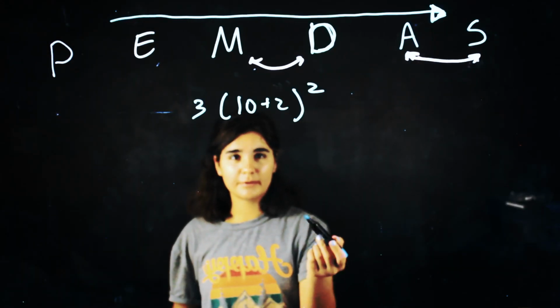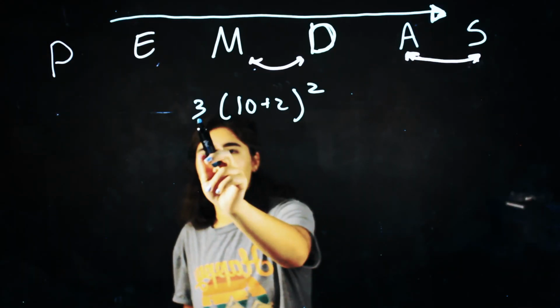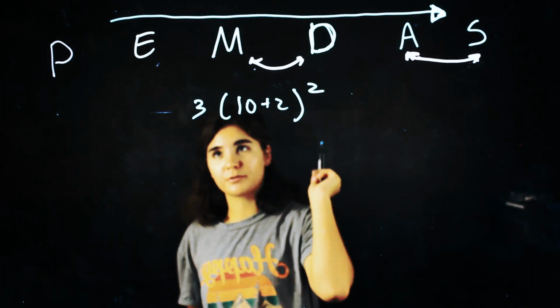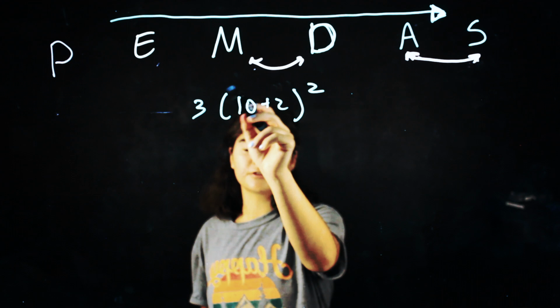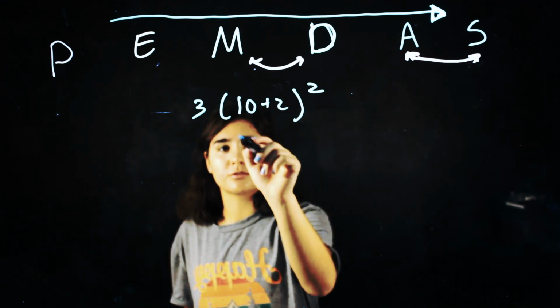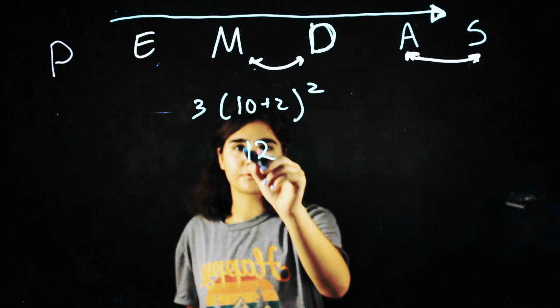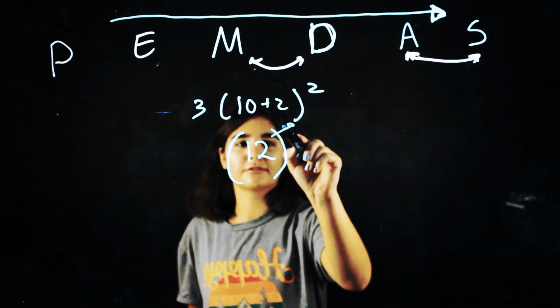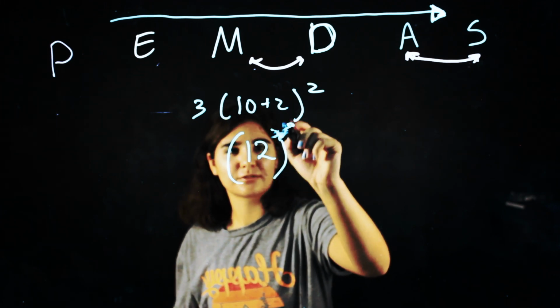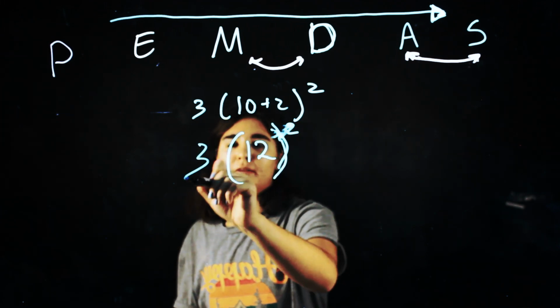Okay, so this problem is just like our last one, except we have another thing multiplying to all of it. So first we have parentheses, so we're going to look at what's inside here and solve that, combine it. So we have a 12. 10 plus 2 is 12. You keep the parentheses. You're going to square it, and then multiply by 3.